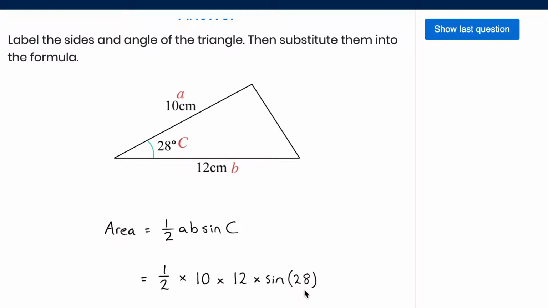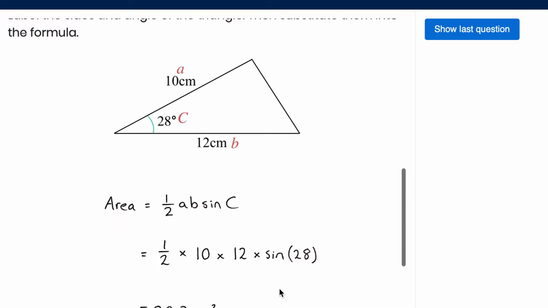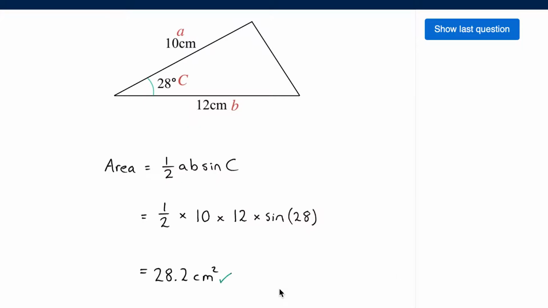And this can be entered directly into your calculator to get the answer. And we do this by first pressing the fraction button and entering 1 on the numerator, pressing down on the directional pad, and then entering 2 in the denominator space. That's our half part. Then press right on the directional pad and enter times 10 times 12 times sine 28 before closing the brackets and pressing the equals button. And the answer we get by doing this is 28.2 centimeters squared, correct to one decimal place. The units are centimeters squared because area is measured in square centimeters.